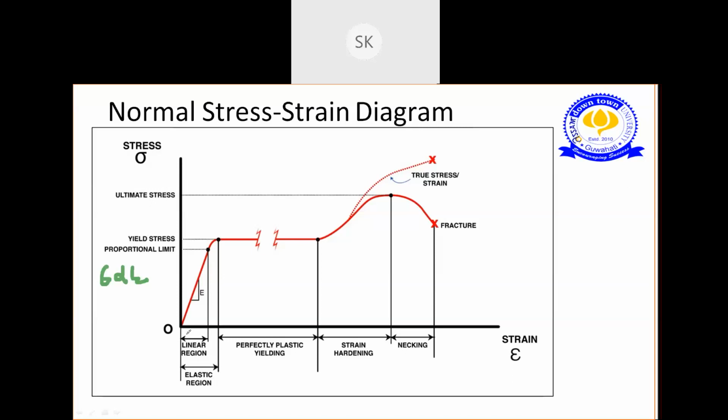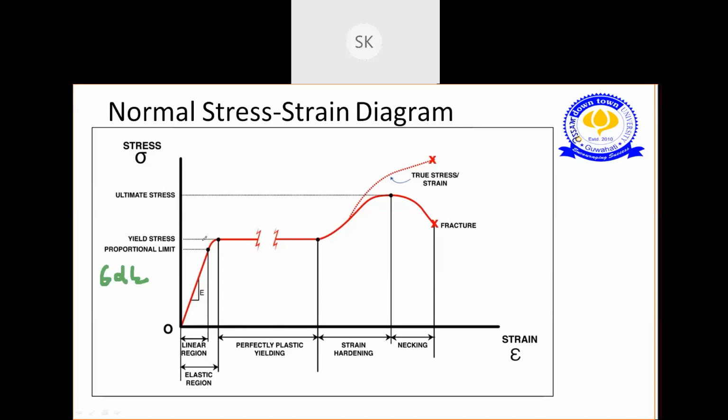Okay, don't get confused. In the elastic region, you have two regions. One is the linear region, till here you have the linear part. From this part to this part is the non-linear part. So we have a small non-linear part in the elastic region. Till this point, the stress is called the yield stress.